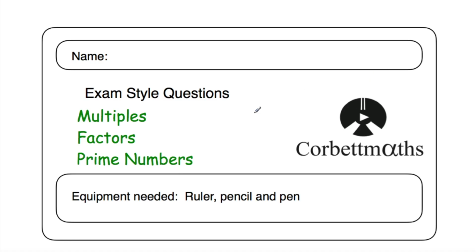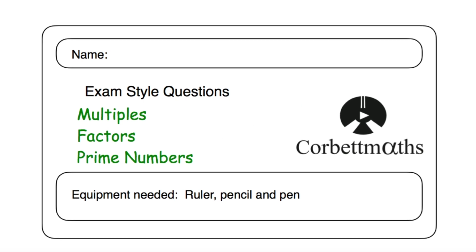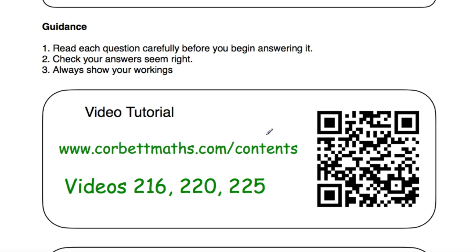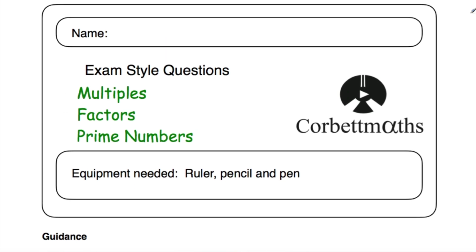In this video, we're going to look at the video solutions to the practice questions on multiples, factors, and prime numbers. If you need any extra help, go to Corbettmaths, then the videos and worksheets section, and scroll down to video numbers 216, 220, and 225, the video tutorials on factors, multiples, and prime numbers. Alternatively, you can scan this QR code and that'll bring you to the videos and worksheets section. But in this video, we're going to focus on the video solutions to the practice questions, so let's get started.